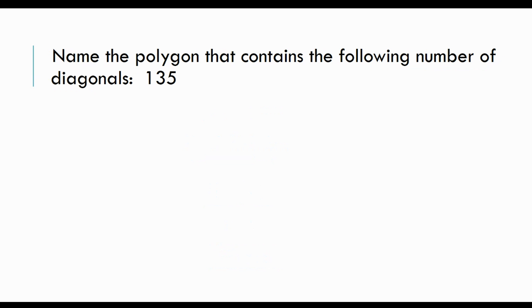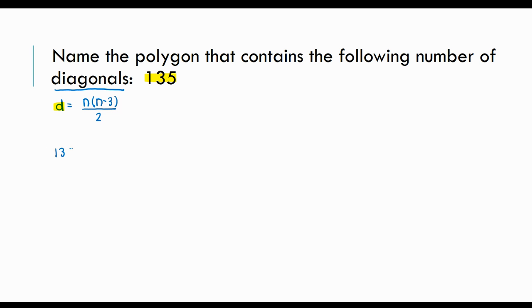Here I want to name the polygon that contains the following number of diagonals, 135. Remember, if we're talking diagonals, our formula for diagonals is n times n minus 3, all divided by 2. This is another working backwards problem because they are telling us what the diagonal is. They are not giving us the number of sides.